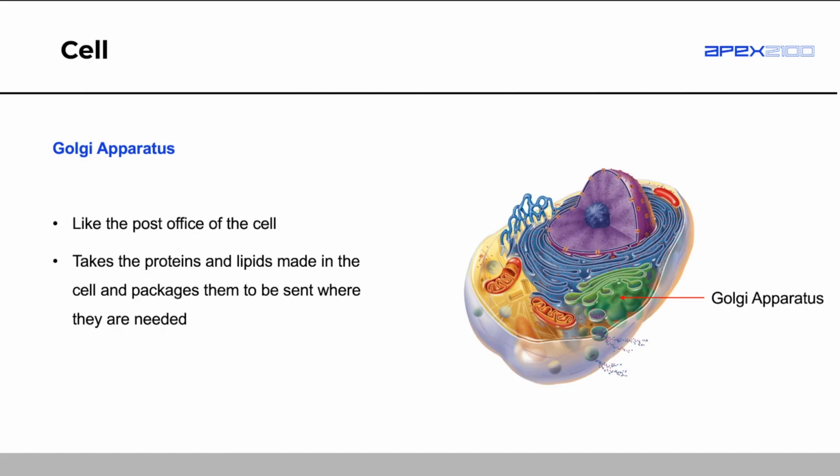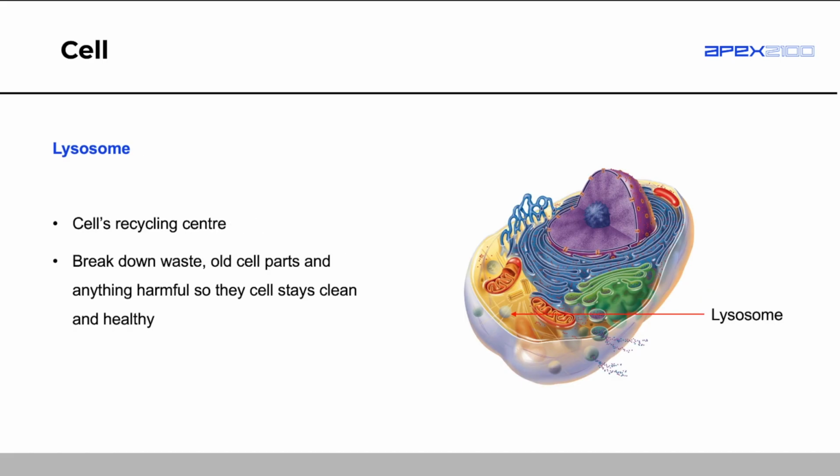Then we've got the Golgi apparatus. So the Golgi apparatus is the green in the image on your screen. Think of it as like the post office in the cell. It takes the proteins and the lipids and whatever's made in the cell and then sort of sorts and packages them off to be sent wherever they're needed.